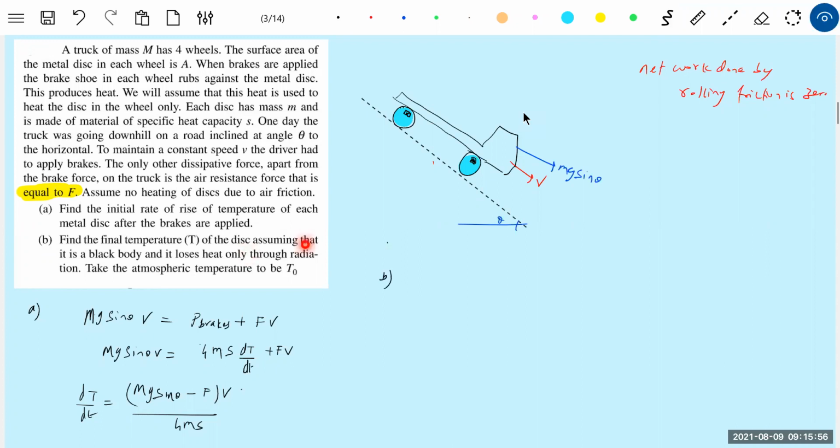Find the final temperature of the disk assuming that it's a blackbody and loses heat only through radiation. It will have temperature T. Surrounding temperature is say T naught. Now this will become sigma, area of cross section is given. Metal disk in each wheel is sigma A into T to the power 4 minus T naught to the power 4. This should be equal to mg sine theta minus f into v. So we have to solve for this T.